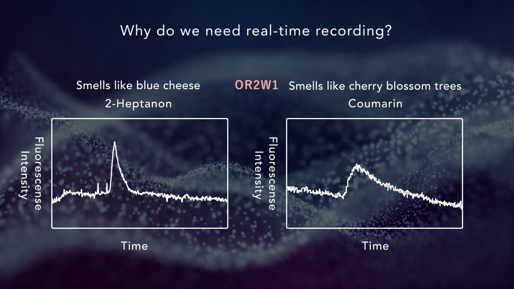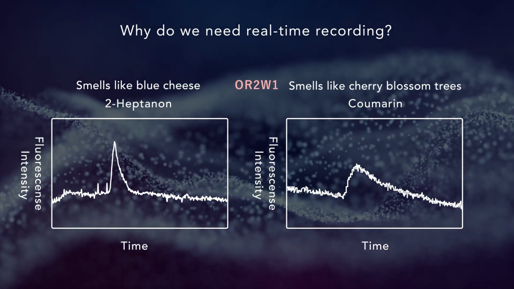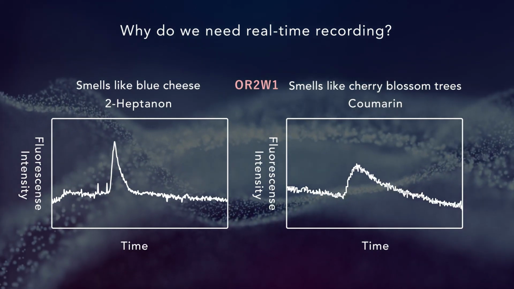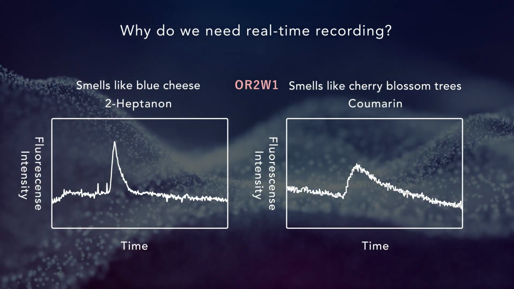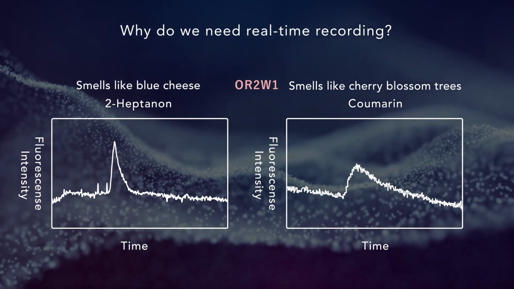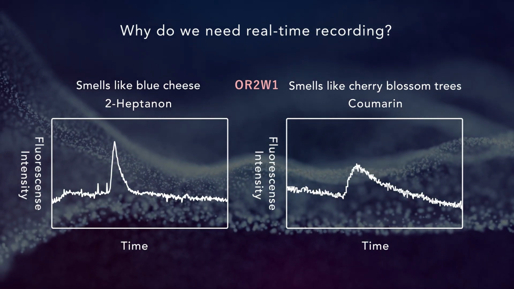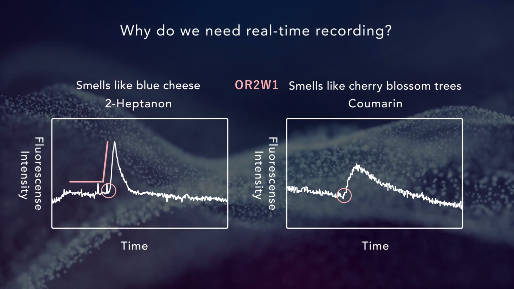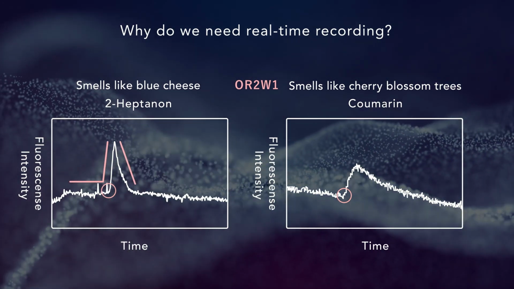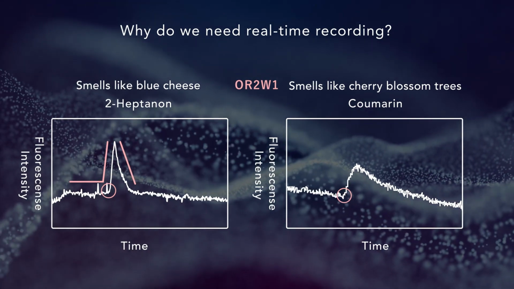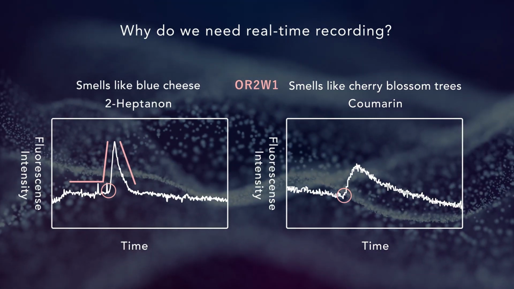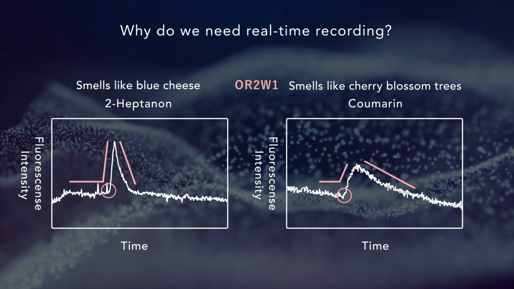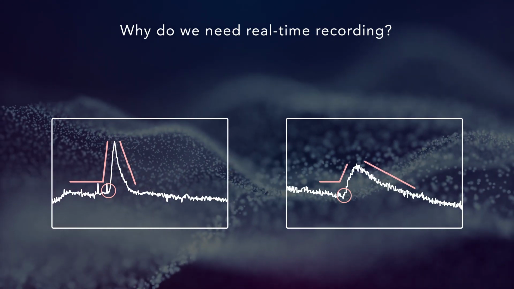2-heptanone is referred to as having the odor of blue cheese, while coumarin is known as the odor of leaves from the cherry blossom tree. The X-axis is time and the Y-axis is intensity. After applying 2-heptanone, OR2W1 responds rapidly and strongly, then decreases rapidly. On the other hand, the same receptor responds to coumarin slowly and declines slowly. Also, the intensity is relatively mild.